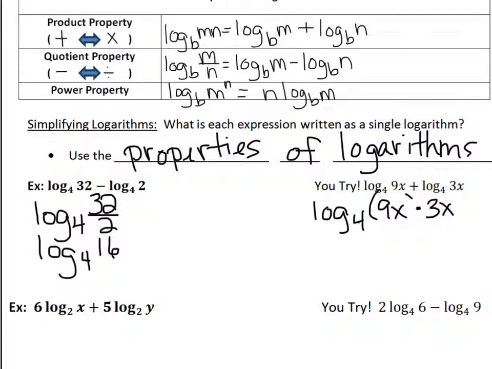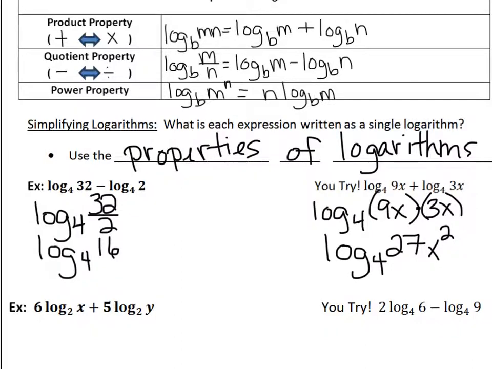Or maybe you wrote them with parentheses. Either way is fine. Well, 9 times 3 is 27. And x times x is x squared. So this one simplified to log base 4 of 27x squared.